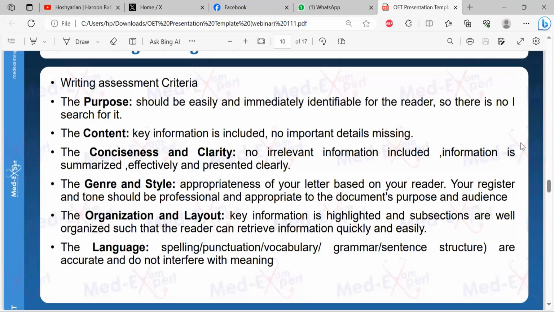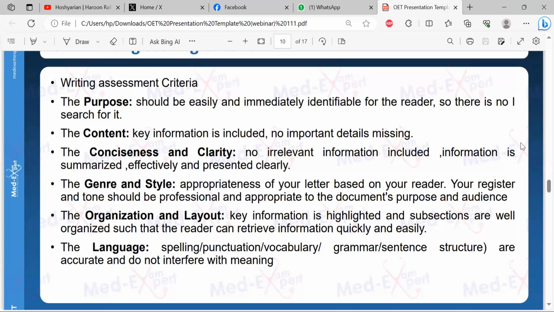Then there comes organization and layout. Key information is highlighted and subsections are well organized. This is basically called the format of the letter, the pattern of the letter, the sequence of the paragraphs, such that the reader can retrieve information quickly and easily. I told you there are 4 kinds of letter, and each kind has a different format as well as a different arrangement and organization of paragraphs.